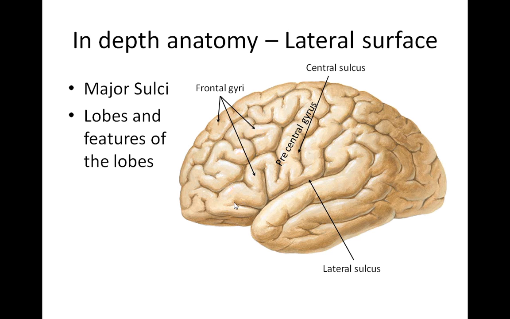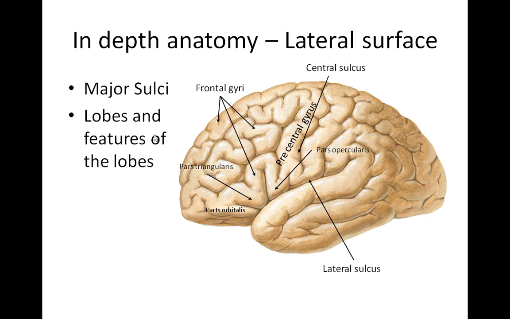It should be noted that the inferior frontal gyrus is actually split into 3 parts by ascending rami of the lateral sulcus. So the 3 parts of the inferior frontal gyrus include, from front to back, the pars orbitalis. Behind that you've got the pars triangularis, which is this part here, shaped like a triangle, and behind the pars triangularis you have the pars opercularis.